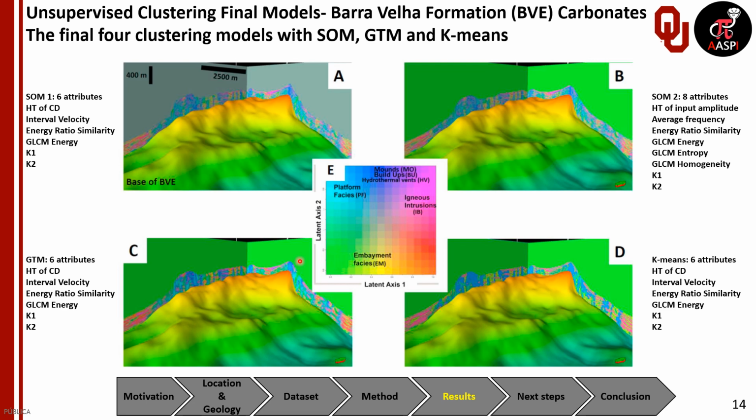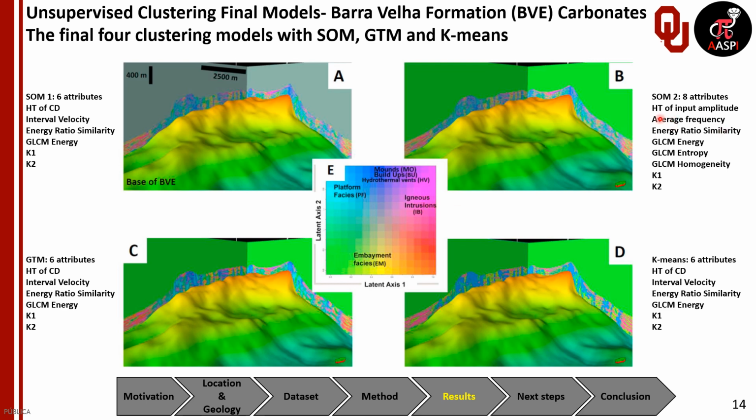For the first model, I used SOM and 6 input attributes to build this model here. Okay, and this is the 2D color bar. Here, as it's unsupervised, I interpret the results. Here we have the clusters related to the mounds, buildups, the most productive reservoirs, and this is the platform facies and bedded facies and the igneous intrusions. So it was very good to predict the occurrence of the igneous intrusions.